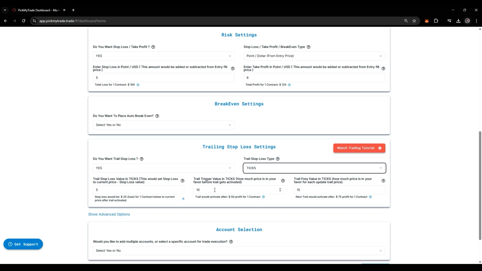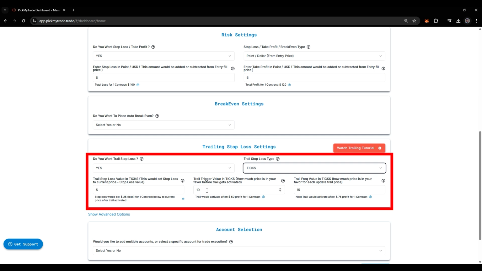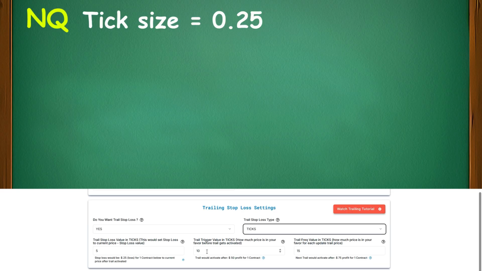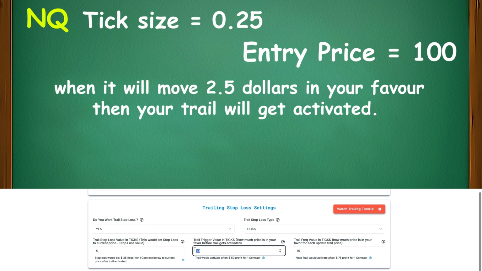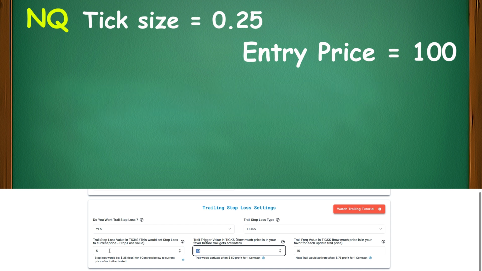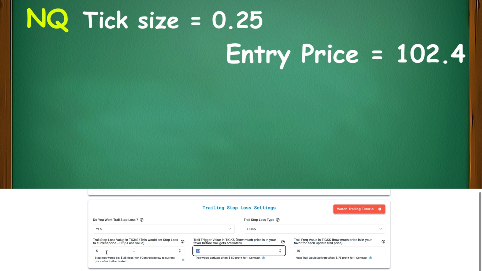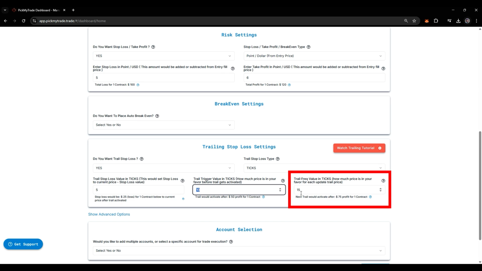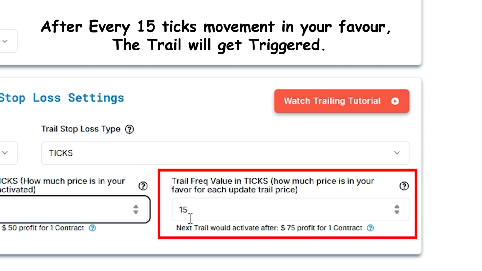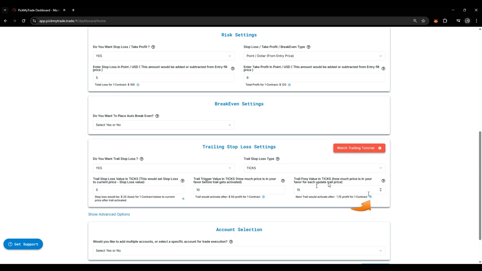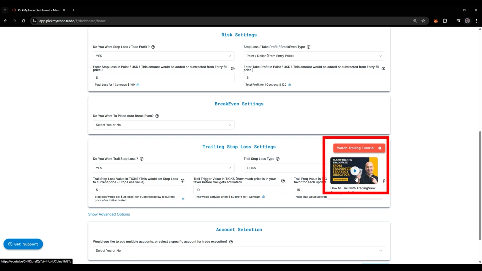Now let's see for the ticks. Let's understand with the same values. If we talk about the NQ, the tick size for NQ is 0.25, so according to this, 10 ticks means 2.5. Let's say our entry got filled at 100, so when it moves $2.5 in your favor, your trail will get activated. If the market moves to 102.4, then nothing will happen, and when it moves to 102.5, the trail gets activated. And here, after every 15 tick movement in your favor, the trail will get triggered. Here, as you put in the value, it will show you the calculations. Here we have video tutorials for those things, so you can watch them.